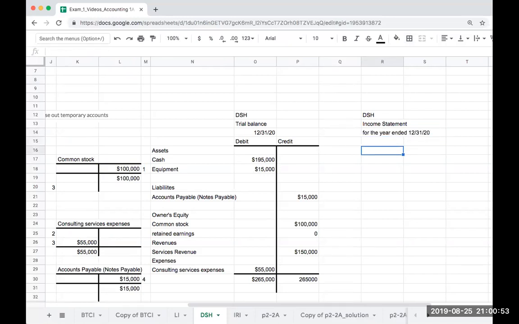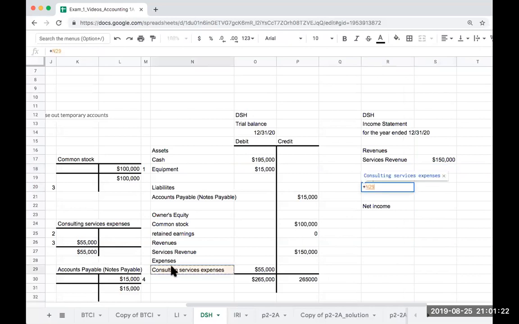When we do an income statement at this point in time, I'm asking you to do a single step, which means we take our revenues less the cost of those revenues, or our expenses, and this gives us net income. So here for our revenues, we have services revenue, and our services revenue totaled $150,000. And for our expenses, we had consulting services expenses. This totaled over here at $55,000.